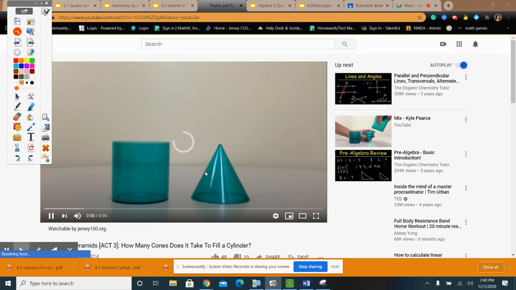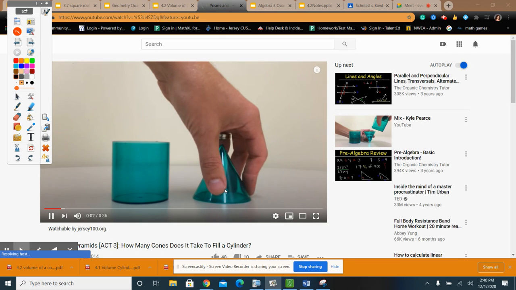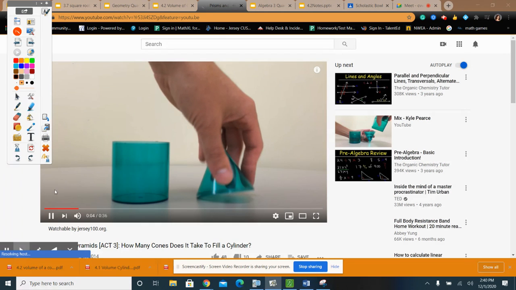My computer will load. Sorry, it looks like it's a little slow. I don't know why it never does what I need it to do. Okay, so there is your cone. And it's going to pause for a second because I'm being punished. Little spinning circle.